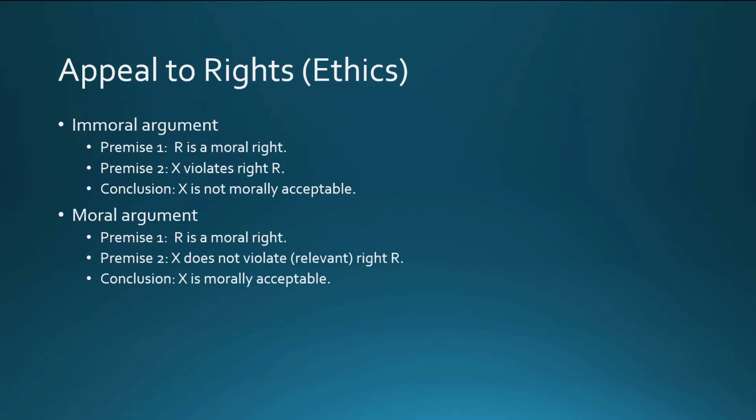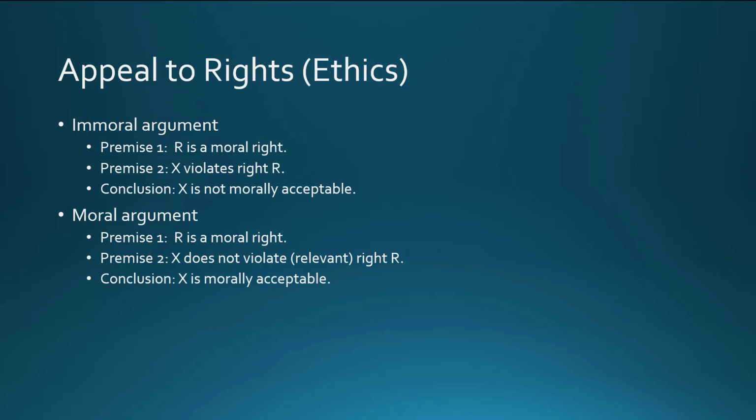The first step is claiming, and hopefully this is something you've established in an earlier argument, that something is a moral right. Take, for example, bodily autonomy, having the freedom to decide what is done to and with your body. The second premise is you would contend that something violates that right. And again, hopefully this would be established in an earlier argument.